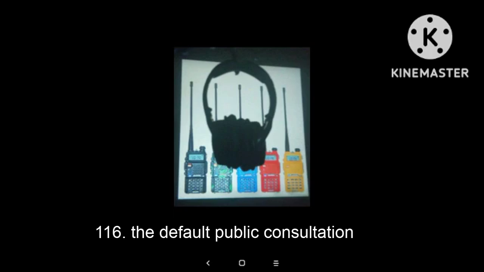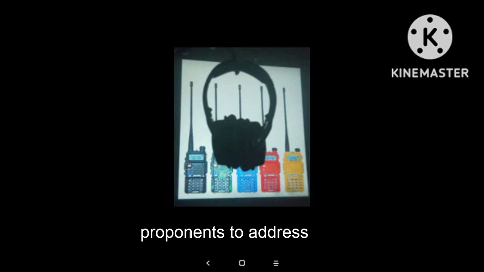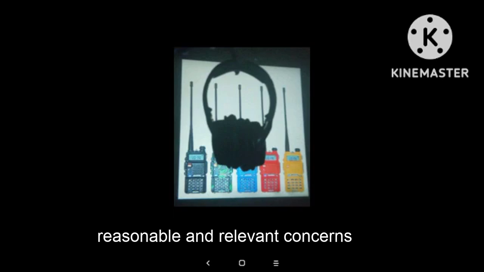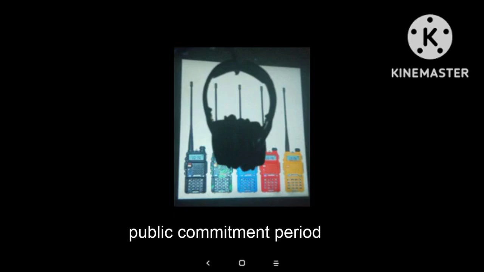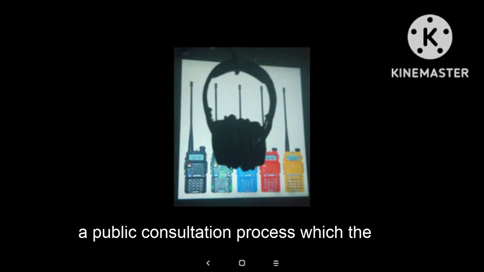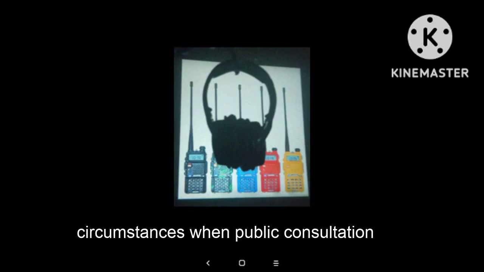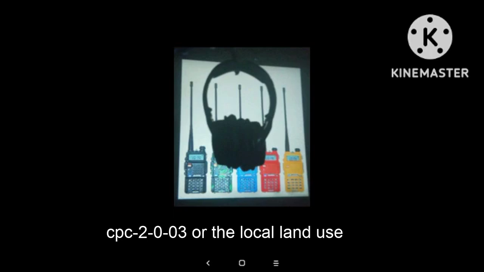116. The default public consultation process for antenna systems requires proponents to address reasonable and relevant concerns provided in writing within the 30-day public commitment period. 117. Where a municipality has developed a public consultation process, which of the following options best describes all circumstances when public consultation is not required? Exclusions listed in either CPC-2-0-03 or the Local Land Use Authority.